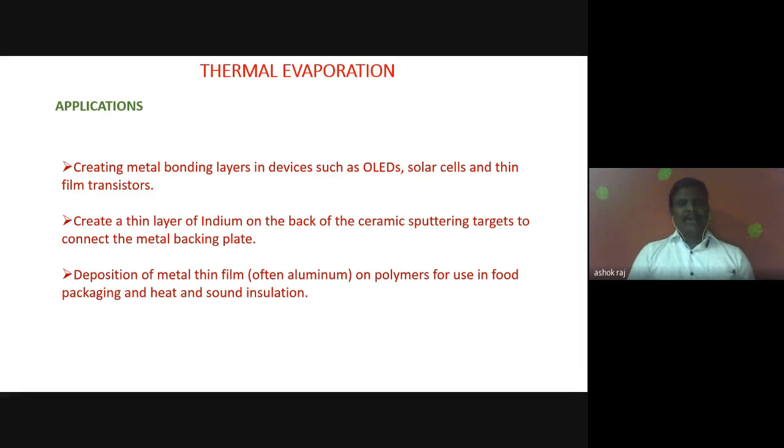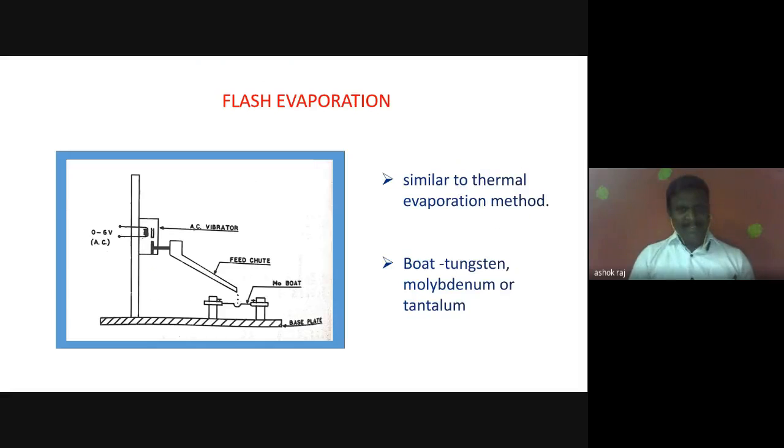Okay, so the next method is the flash evaporation method. This is similar to the thermal evaporation method. Here I show the schematic experimental setup of this flash evaporation. The setup has three important parts: one is the AC vibrator, another one is the feed tube, and the molecular boat. The main difference between the flash and the thermal evaporation method is that here the evaporant is put into the molecular boat in a powder form. Okay, the molecular boat must be made with tungsten or molybdenum or tantalum.